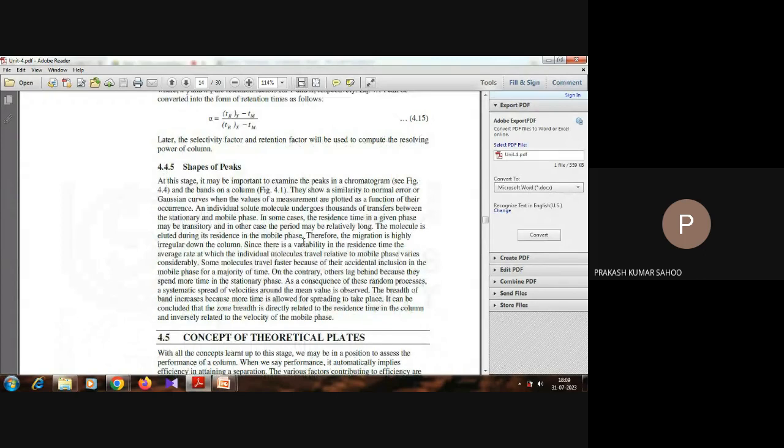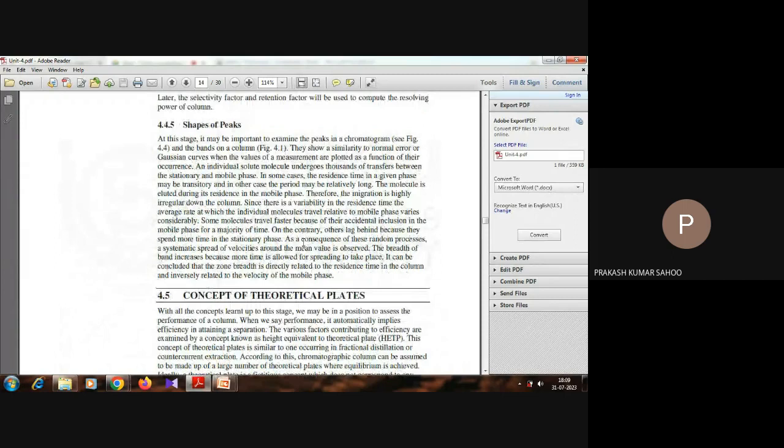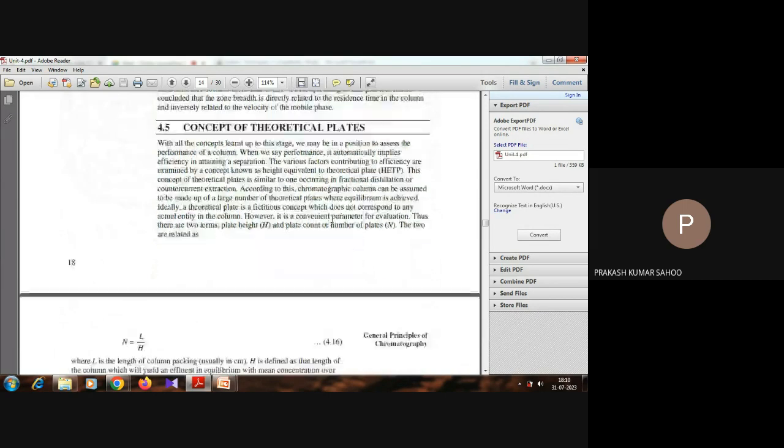Then again, the shape of the peak. At this stage, it may be important to examine the peak of the chromatogram. The bands on a column, see figure 4.1, show a normal error or Gaussian curve. Just go through these things, this is not very difficult. Next, the concept of theoretical plates.